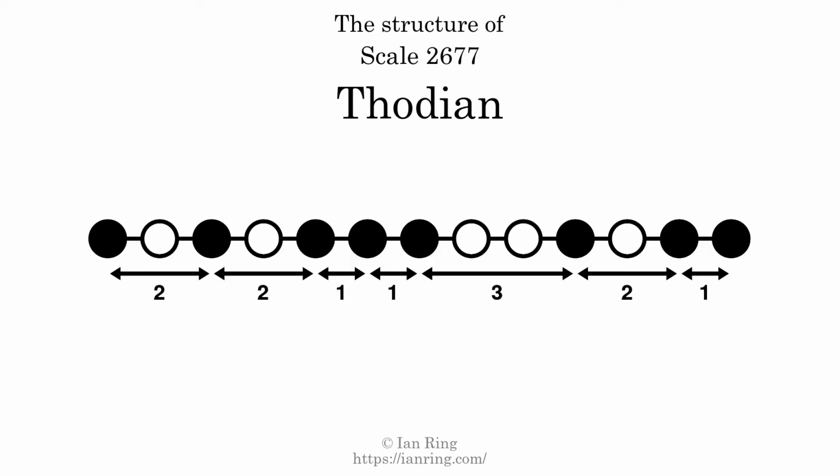The structure of a scale is a description of the interval distance between each successive tone. This scale has a structure of 2-2-1-1-3-2-1.